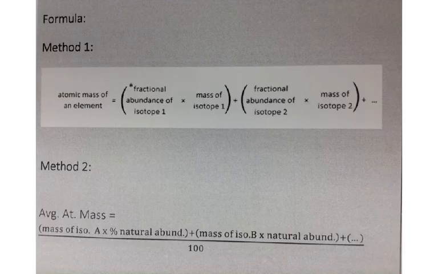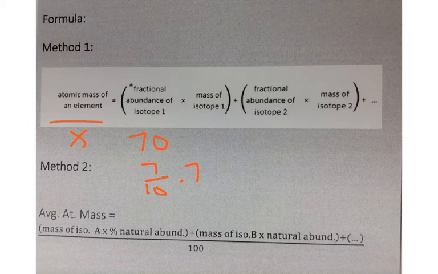There are two different methods that you can use to calculate the average mass of the element. The first is using the fractional abundance. By fractional, for example, if you found a particular isotope 70% of the time, the fraction would be 7 over 10, or 0.7. This would be the fractional abundance of 70%.